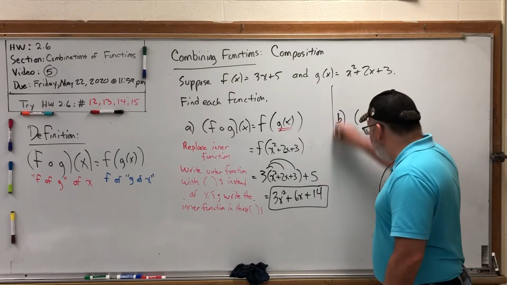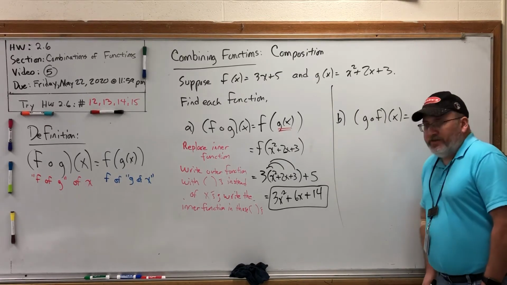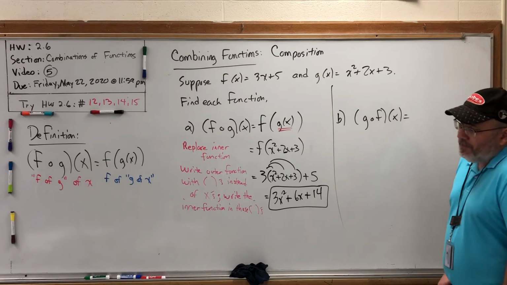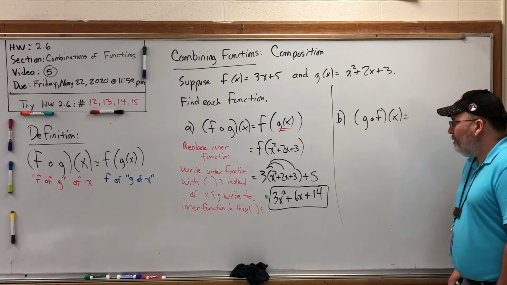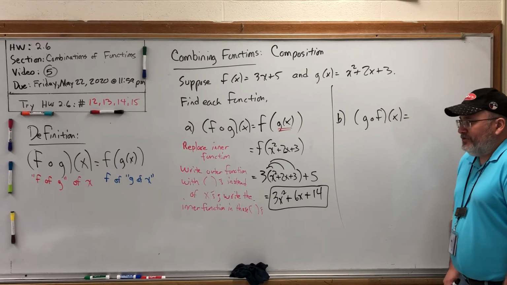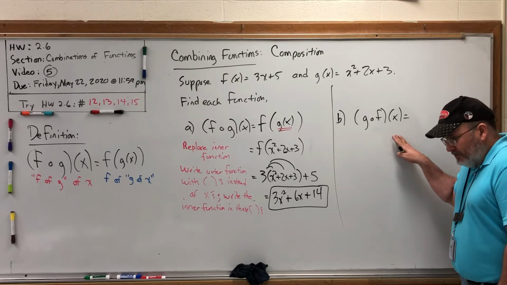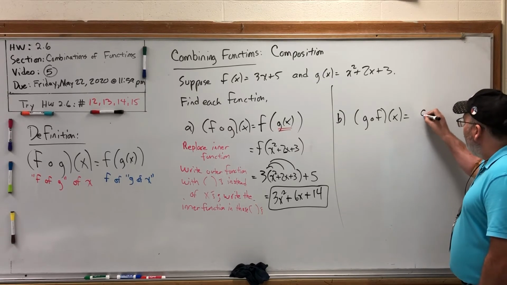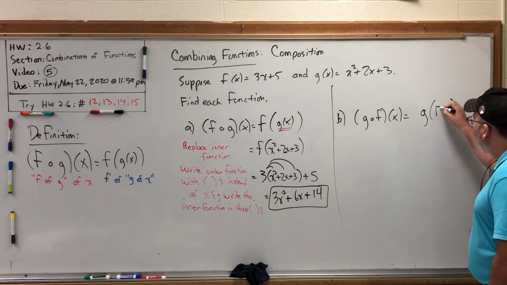It is important to state that the order matters when you do function composition, because the majority of the time you will get different results. There are exceptions, but they are few and far between. So let's find g of f of x doing the same thing. Remember, your first move is to write what the definition is saying. And the definition is, g of f of x is equal to g of f of x.